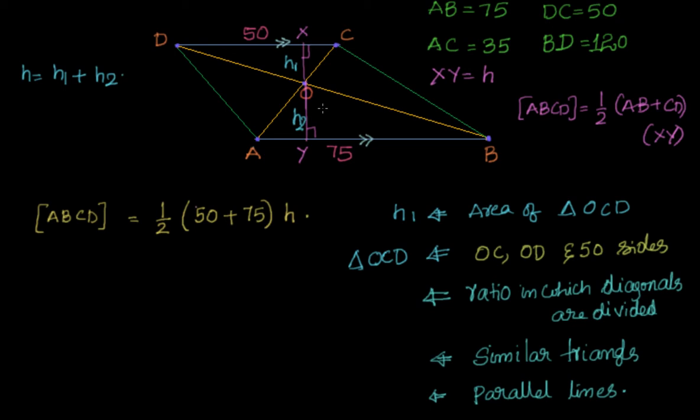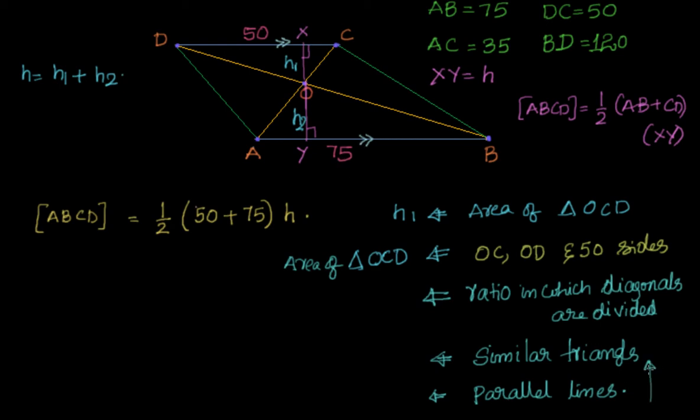Now if you want to find out h1, that means I should know the area of OCD. If I want to know the area of OCD, I should know the sides OC, OD, CD, so that I can use Heron's formula. But if you want to know the sides, you should know the ratio in which AC and BD are divided. If you want to know that ratio, you should prove that OCD and OAB are similar triangles. If you are able to prove that, again you need parallel lines, which is already with us.